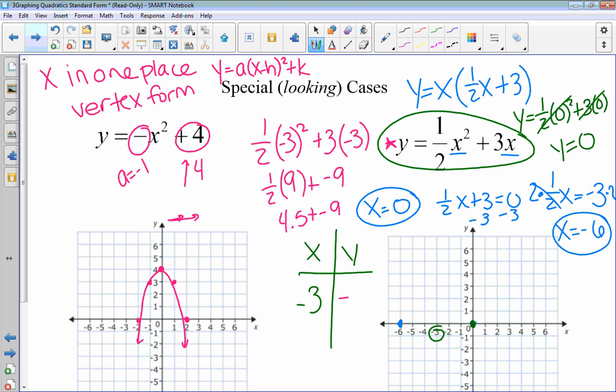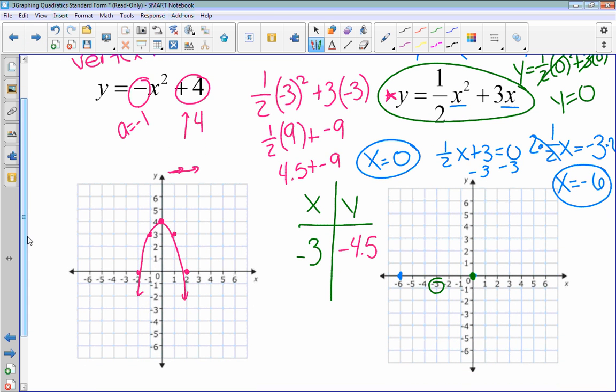So I'm going to go on my graph. 2, negative 3, negative 1, 2, 3, 4.5. And beautiful U. There it is.